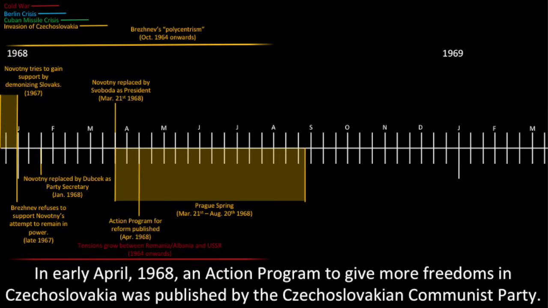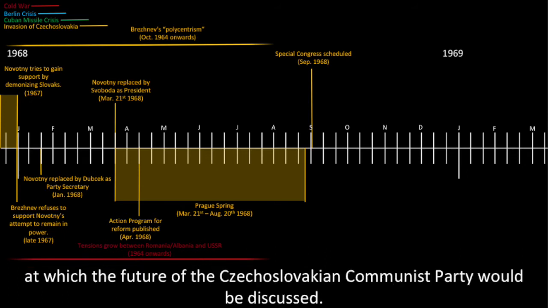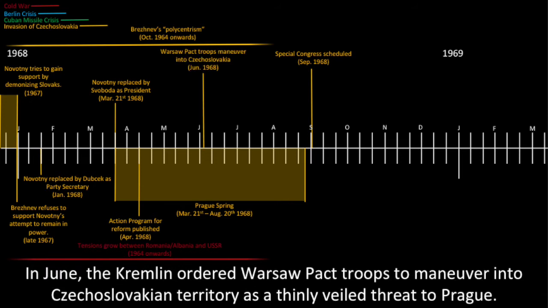In early April 1968, an action plan to give more freedoms in Czechoslovakia was published by the Czechoslovakian Communist Party. People began calling for fundamental party reform, and a special congress was scheduled for September 1968, at which the future of the Czechoslovakian Communist Party would be discussed. In June, the Kremlin ordered Warsaw Pact troops to maneuver into Czechoslovakian territory as a thinly veiled threat to Prague.